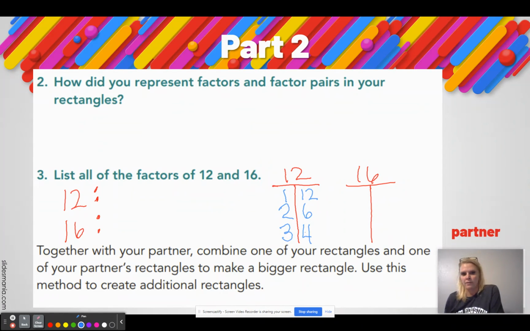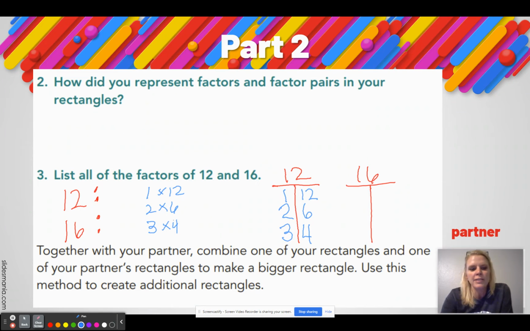Does 5? No. Does 6? Yes. Okay, so when we repeat, that means that we're already going back through. So just make sure that you got all of them. Okay, so there are 6 factors of the number 12, and they are called factor pairs. So we have 1 times 12, 2 times 6, 3 times 4.